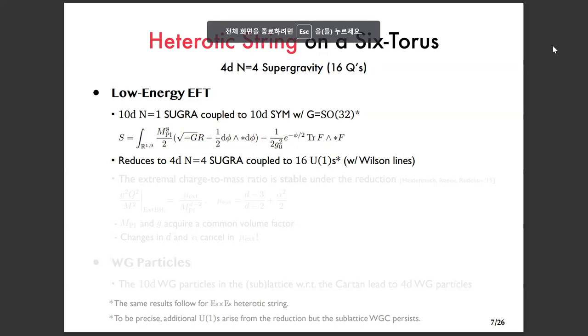we can simply reduce the theory on a six-torus with small generic Wilson lines turned on to make it abelian in 4 dimensions. And because the internal space is a flat torus, all the 10-dimensional 16 supercharges are preserved under the reduction. So we end up with a 4-dimensional N=4 supergravity.